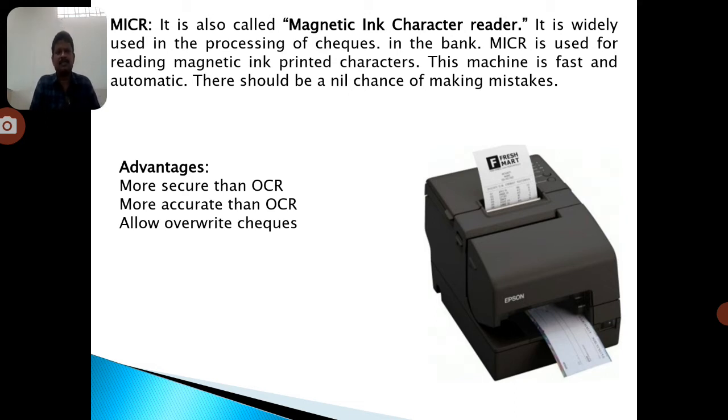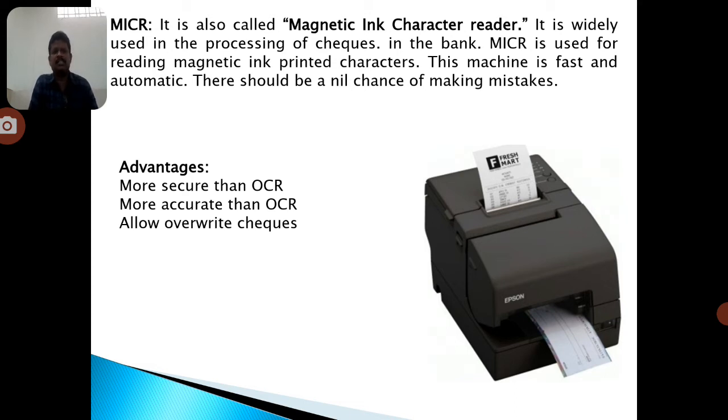So, processing of checks in banking transactions: some of the transactions are taken through the check process only. MICR is used for reading magnetic ink printed characters. Some of the characters printed on a particular check are read with this concept, that is, the magnetic ink.